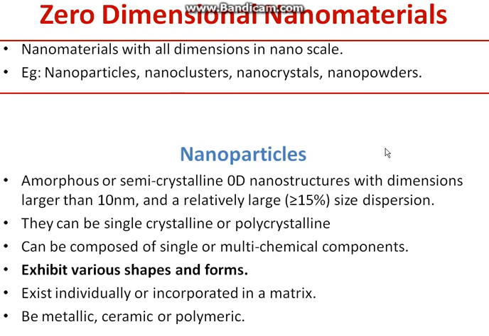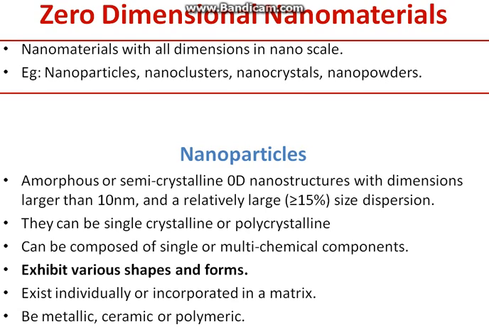So these are nanomaterials in which zero dimensions are not in the nanoscale, meaning all the dimensions are in the nanoscale. Representative examples of this type of nanomaterials are nanoparticles, nanoclusters, nanocrystals, and nanopowders. So let's start off with nanoparticles. These are amorphous or semicrystalline materials with the rigid restriction that their dimension should be larger than 10 nanometers.